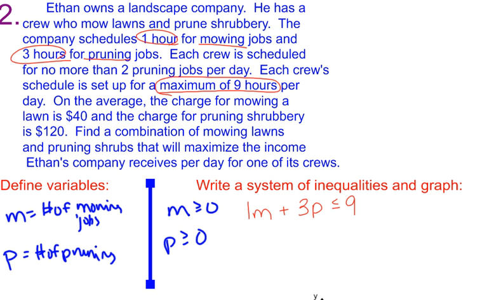The only other restriction they give in this problem is that the crew is scheduled for no more than 2 pruning jobs in a day. So this only deals with pruning, so I would say P has to be less than or equal to 2. The rest of the numbers they give me are money, and I'm again not going to take jobs based on how much they're worth. If I'm doing a business, I want to take all my jobs, right? I want to build my client base. So I'm going to take all those jobs and try to fill it up. So I'm not going to use the money till the end.